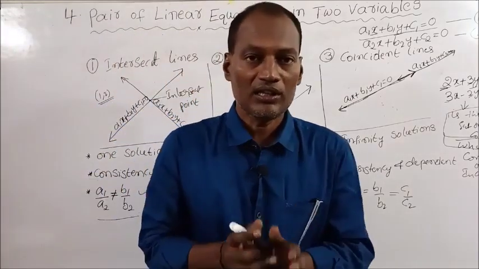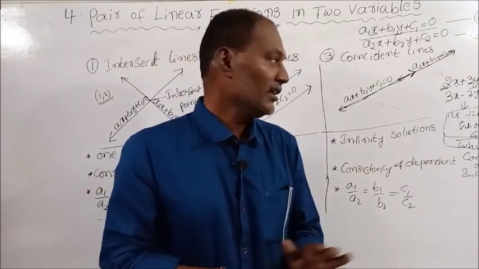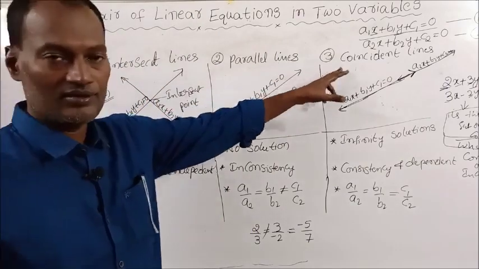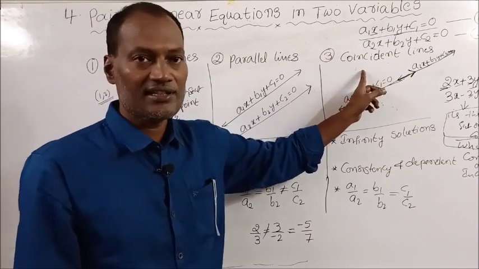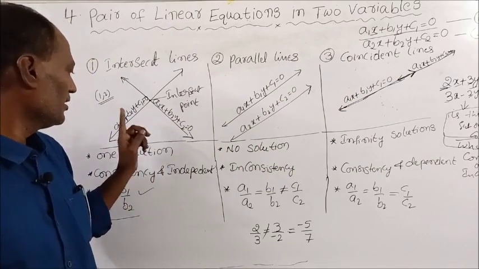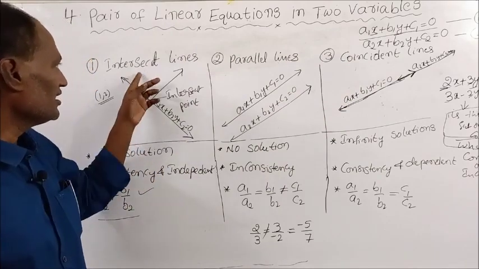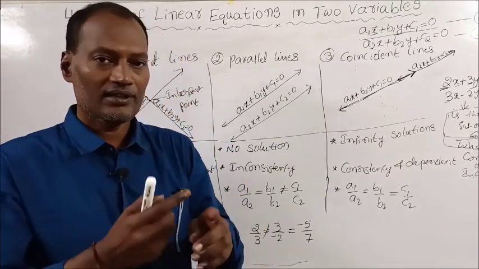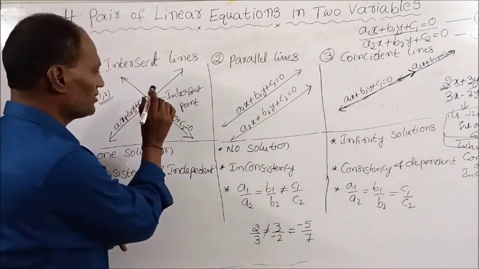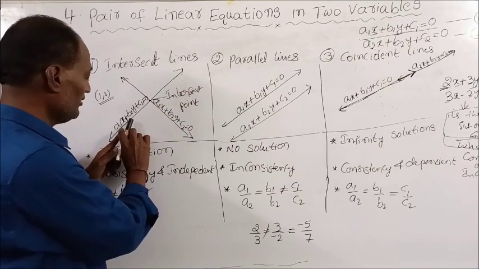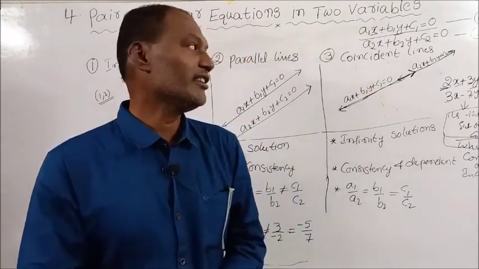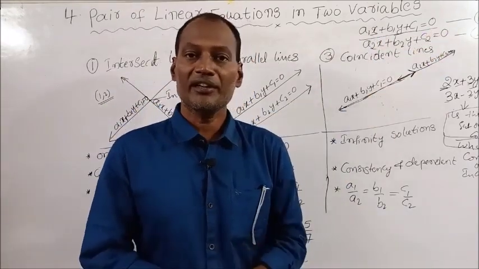So here, what are the things to remember? Three things. One is that there are three types of pairs of linear equations: intersecting lines, parallel lines, and coincident lines. How can you represent them? This is the intersecting line. What is the meaning of intersect? They meet somewhere. This point is called the intersection point. The form of a linear equation is a1x plus b1y plus c1 equal to 0. There are two equations, that's why it is called a pair of linear equations.